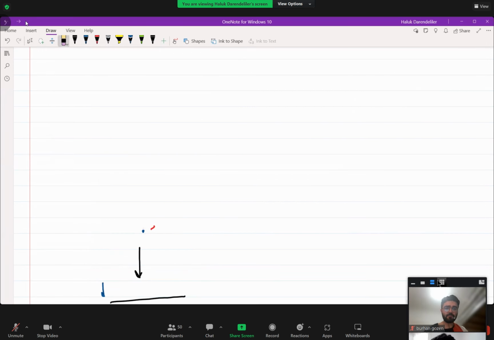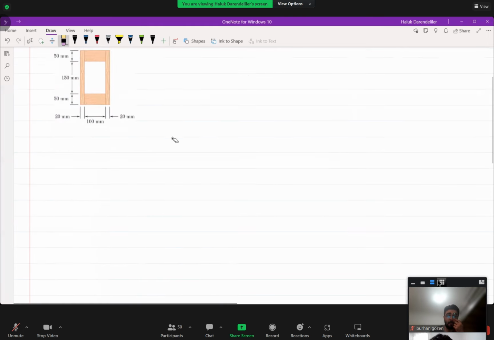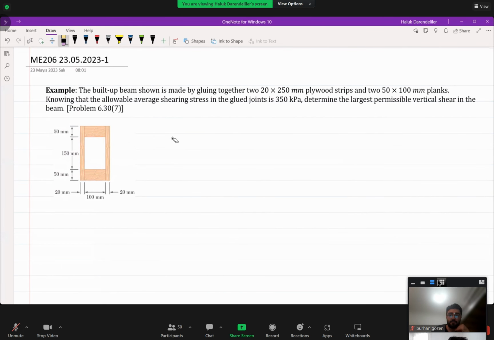Okay, now let's start with the following question first. Look, the question is this, problem 630 from the 7th edition. A very simple problem, but I want to start with this. There is a built-up beam shown, made by gluing together 2 plywood strips and 2 50 by 100 millimeter planks, as you see very well in the figure.